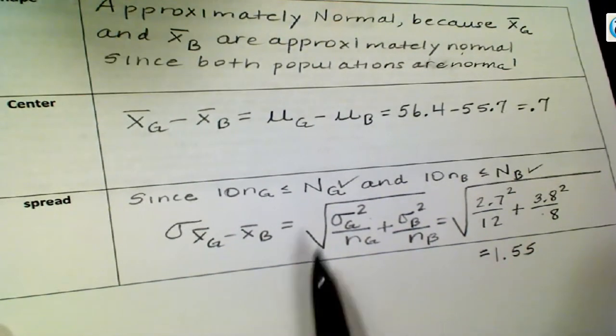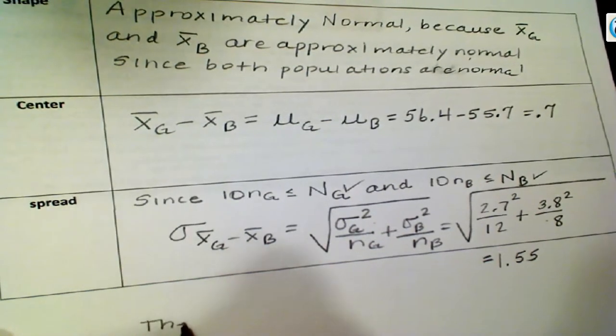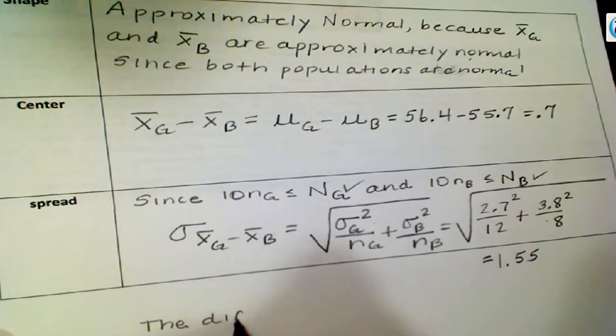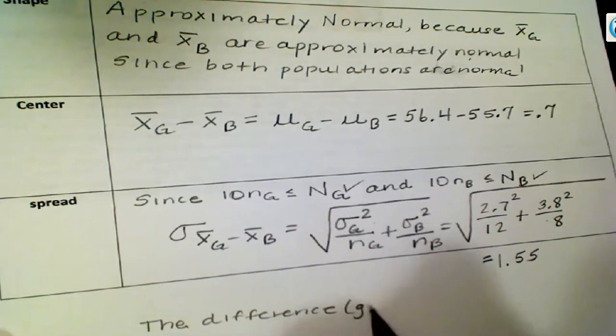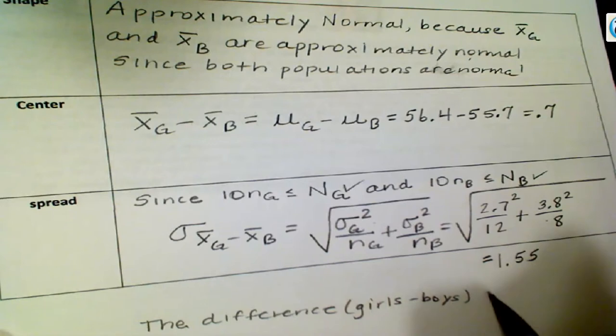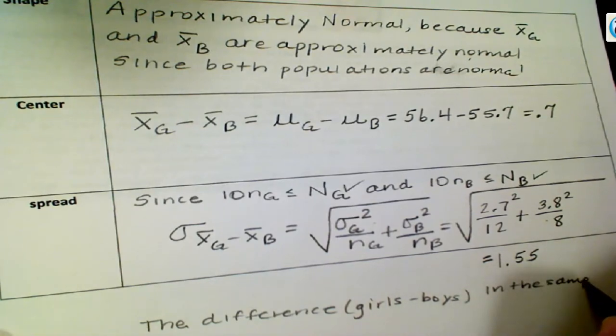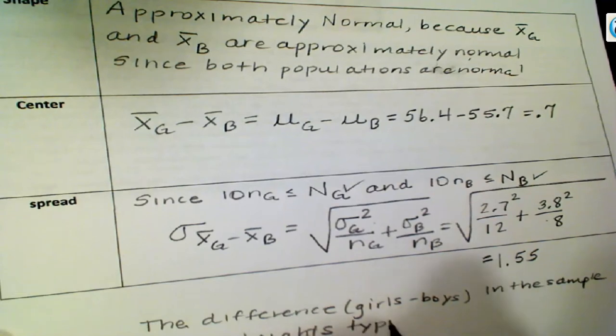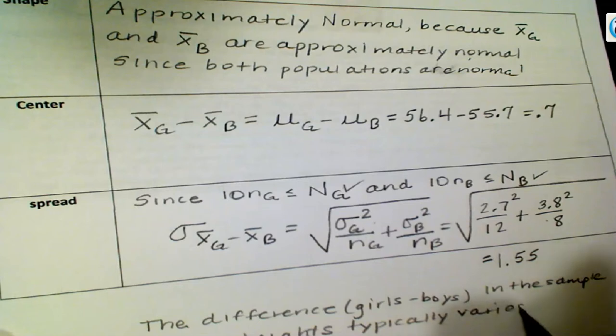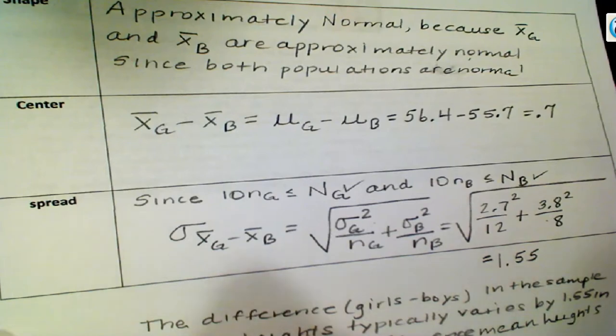And let's interpret this. If we interpret the standard deviation of the difference, because we did girls minus boys, in the sample, the difference in the sample mean heights typically varies by 1.55 inches from the true difference mean height of 0.7 inches.